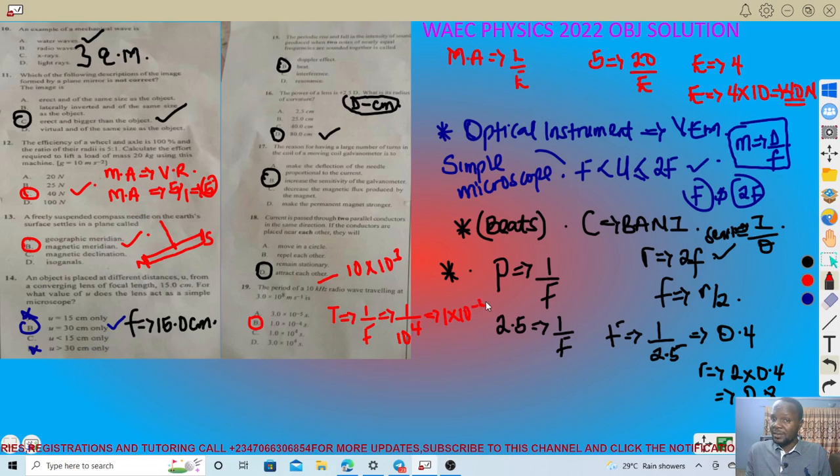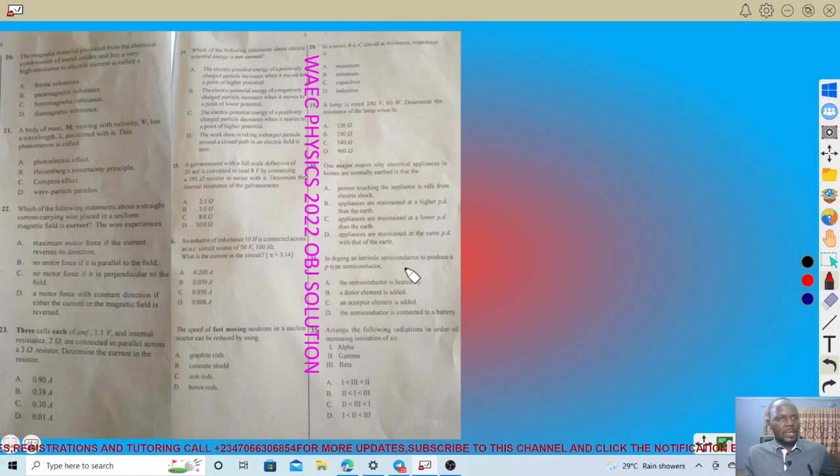I hope you understand that. And that is also direct and simple. So I hope you don't make mistakes, though mistake has no master, as I say. The next one is question 20. About 20, we have the magnetic materials produced from the chemical combination of metal oxides and that has a very high resistance to electric current is called that.